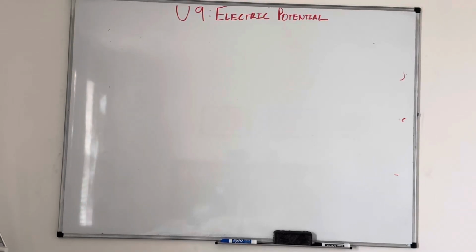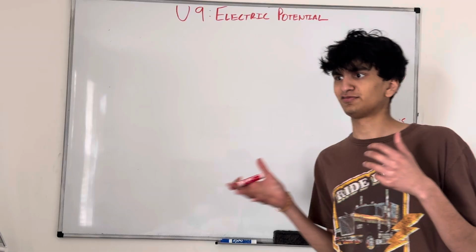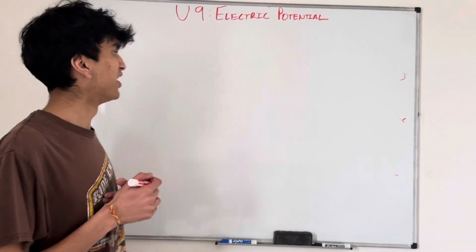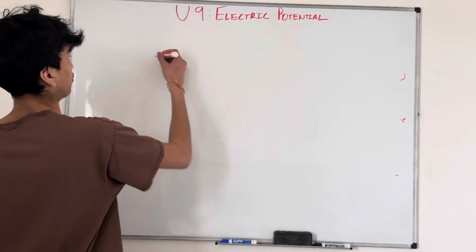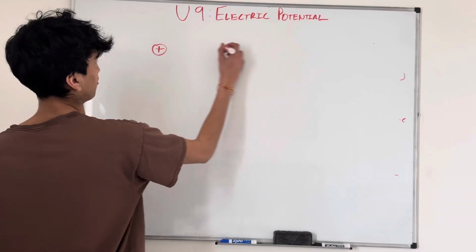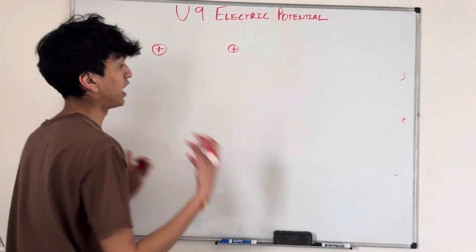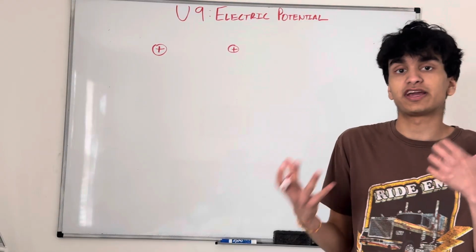This is Unit 9 of AP Physics C, Electric Potential, for our AP test exam review. So if we have two positive charges, electrostatics tells us that these two positive charges are going to repel each other because they're like charges.